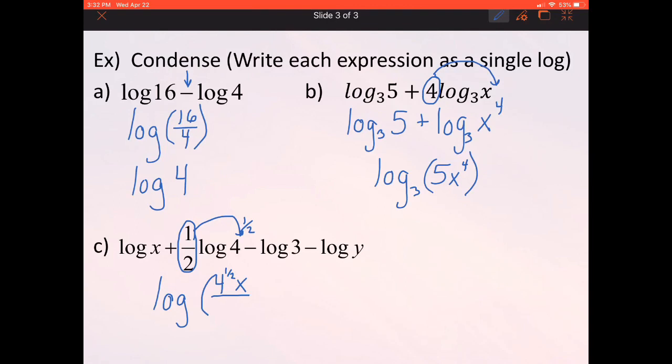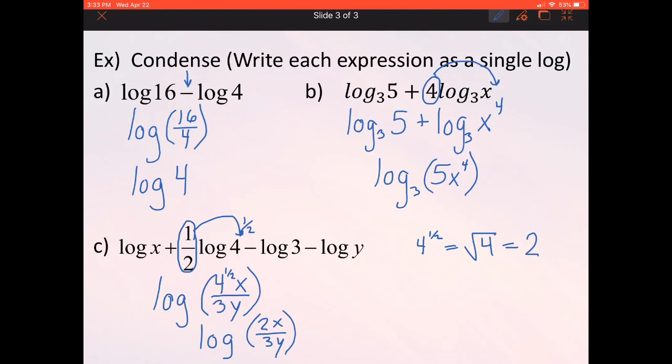And then at the bottom, the things being subtracted go at the bottom, so the 3 and the y were being subtracted. Now that would be my answer, except this time this exponent is with a number, so I can actually figure out what 4 to the 1/2 is. And if I need to write it on the side, remember the 1/2 power means the square root of, so this is the square root of 4, and we know the square root of 4 is 2. So sometimes you do have to simplify. So our final answer, log of 4 to the 1/2 was 2, and then x over 3y.